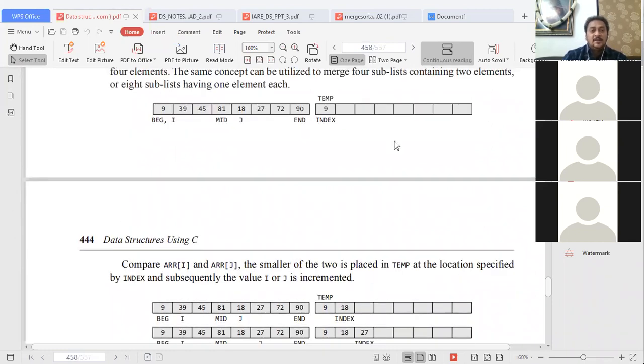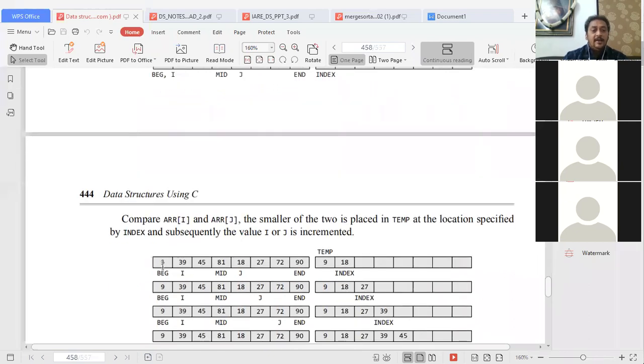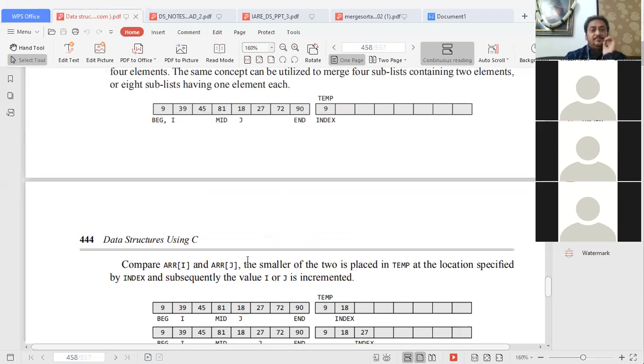Now we compare beginning with j. Beginning is nothing but I. The first element of the first subarray A1 is called I, and the first element of the second subarray is called j, and we compare I with j. What is the least one? Comparing I with j, which is least? I is least, right?